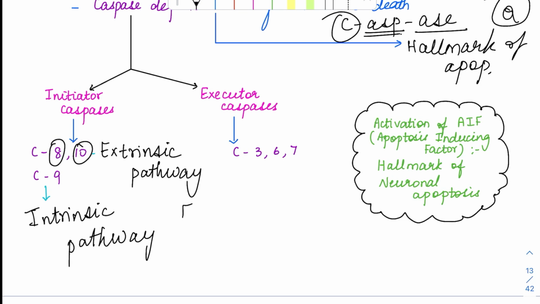So 8 starts with the letter E, right? And 10 is going to be represented by the Roman numeral X like this. So it resembles X, right? So remember EX for EX. So this is how I remember it. So extrinsic pathway, it is going to be caspases 8 and 10, while intrinsic pathway it is caspase 9. Then these caspases 8, 9 and 10 are going to activate the executor caspases, which are caspases 3, 6 and 7, out of which caspase 3 is going to be the most important caspase.